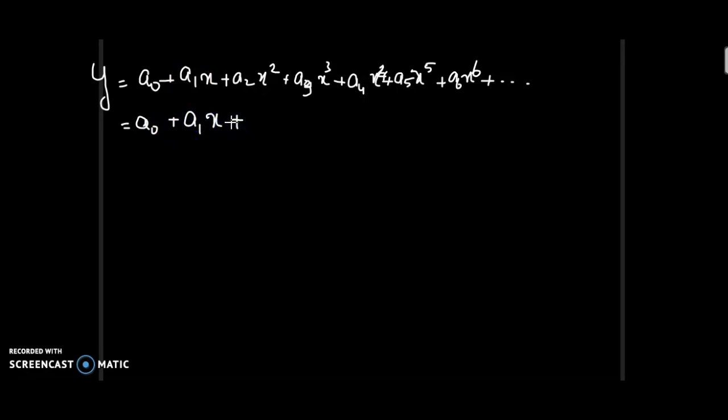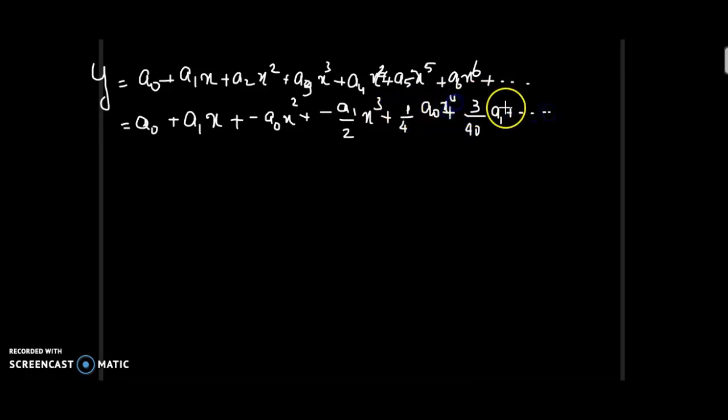Now I had calculated a2 as minus a0, so minus a0 x square plus, I got my a3 as minus a1 by 2 x cube plus a4 was 1 by 4 a0 plus a5 was 3 by 40 a1 plus etc. Okay, x raised to 4 is here, and then x raised to 5 is also here, plus etc. I can also substitute a6, no problem.